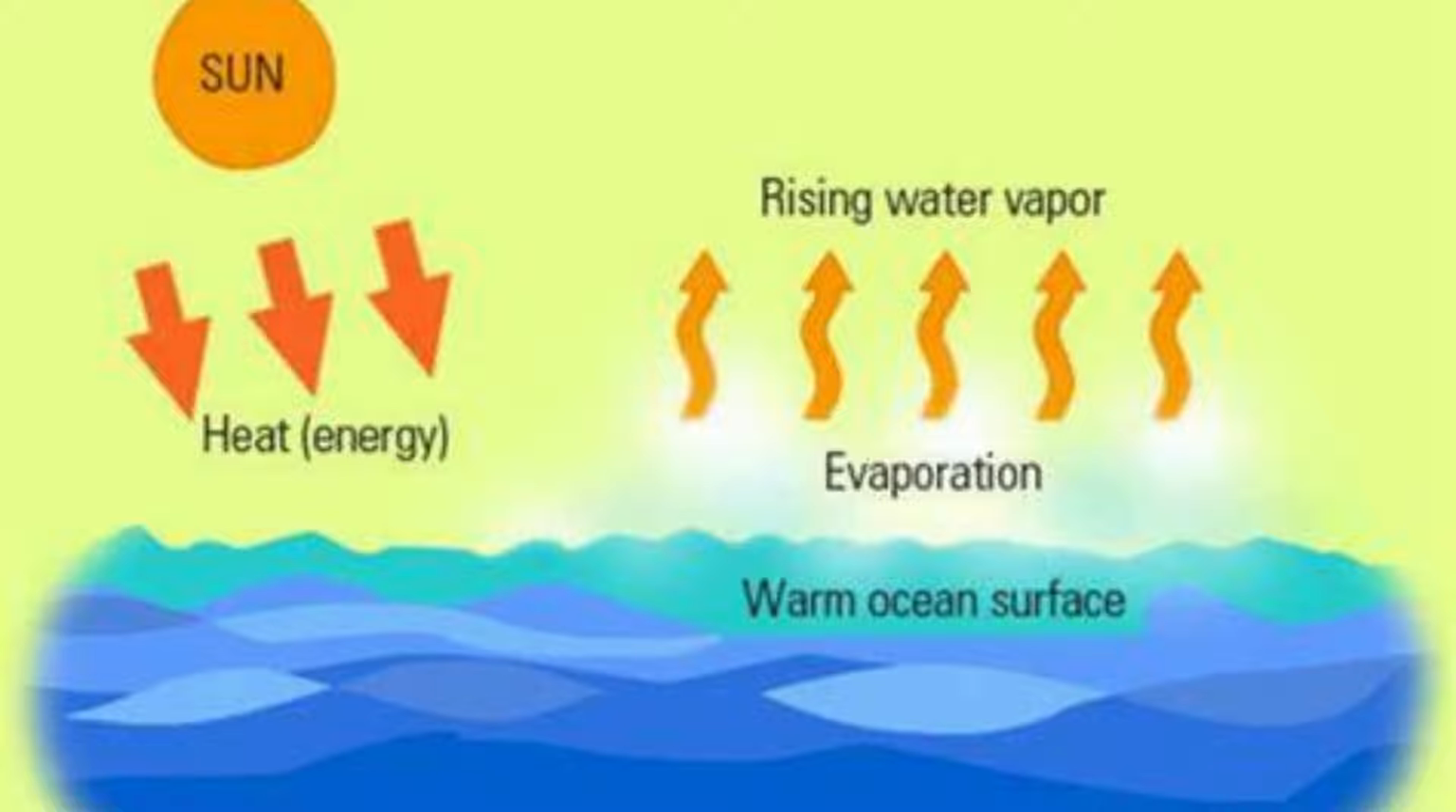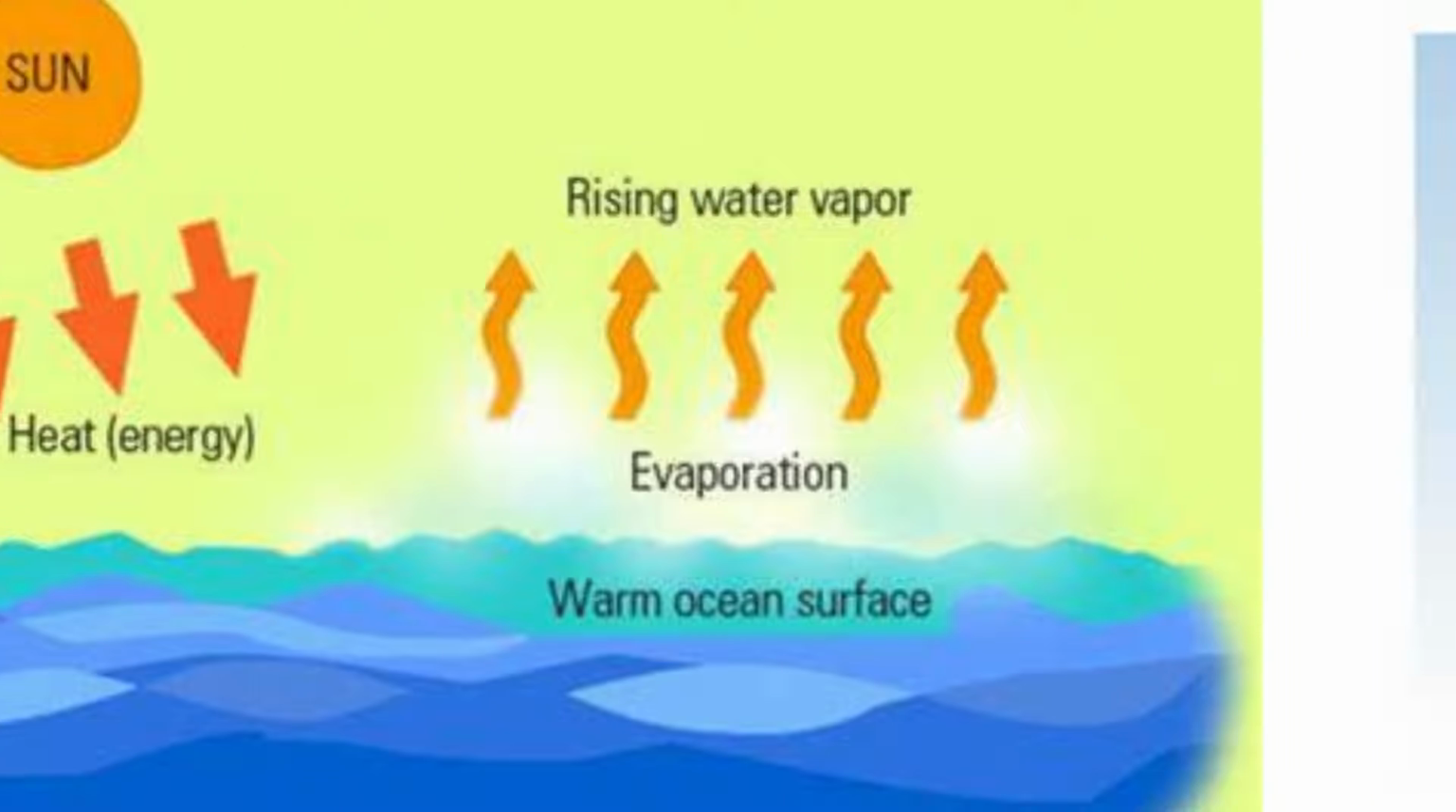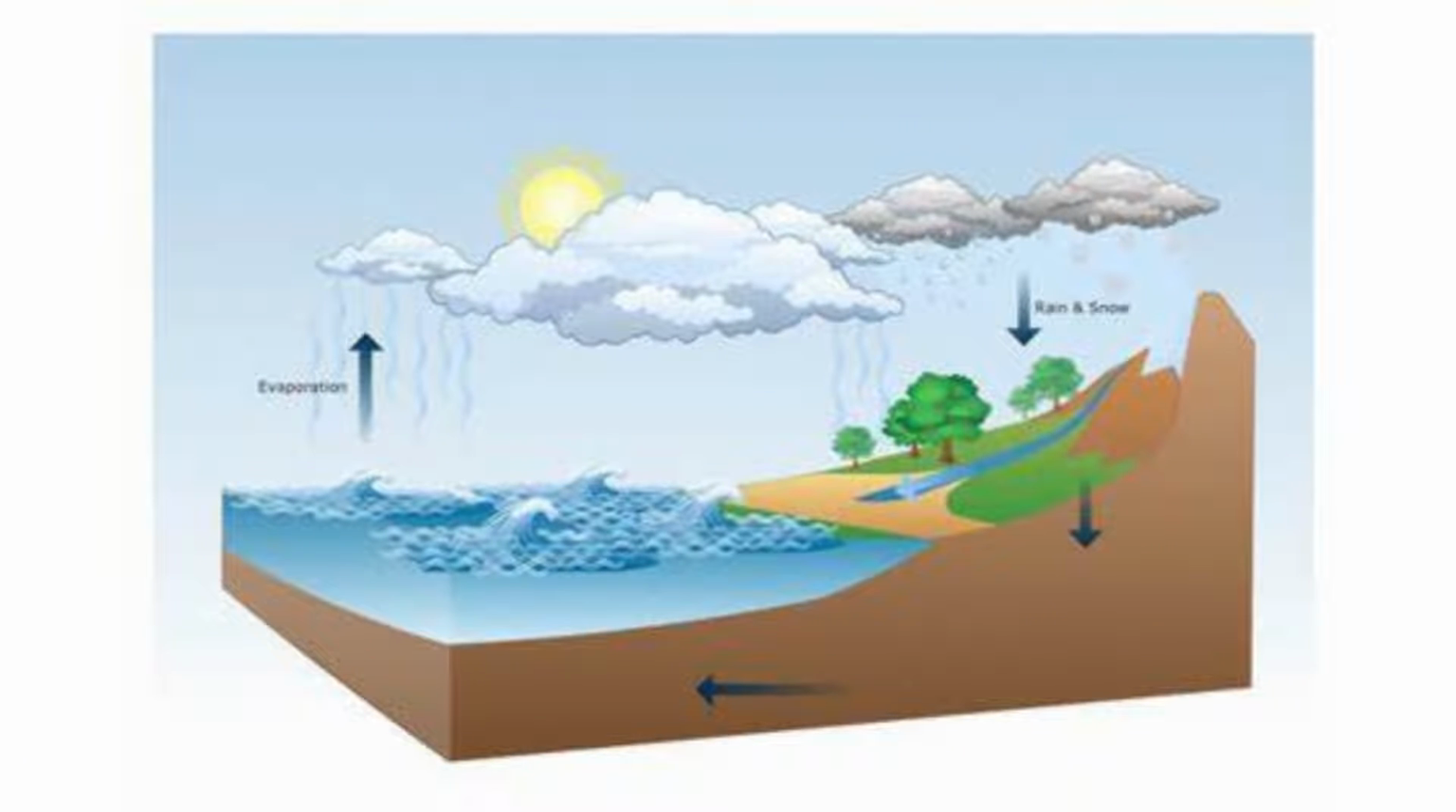In this, the sun's heat falls on the water. Due to the heat, the water turns into vapor and evaporates and goes up. The water that is evaporated becomes clouds. Later, it becomes rain and comes back on the surface of the earth. This is known as the water cycle.